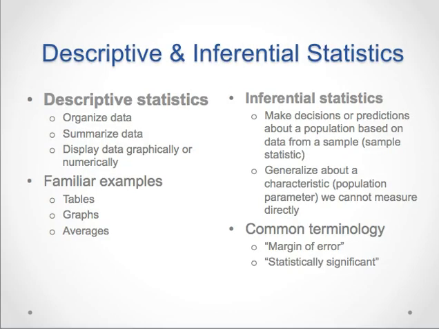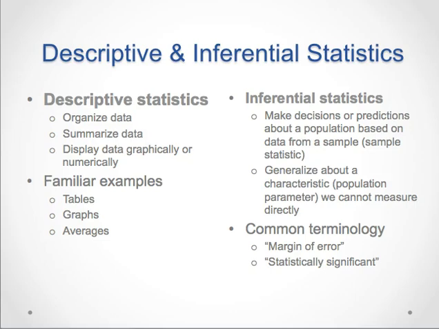To recap, the main focus of descriptive statistics is to organize, summarize, and display data. We can do this using tables, graphs, and numerical summaries. The main focus of inferential statistics, which we haven't talked about yet, is to make decisions or predictions about a population based on data from a sample. Inferential statistics are procedures for deciding whether sample data accurately represent the population. Inferential procedures are for deciding whether to believe what the sample is telling us about the scores found in the population.